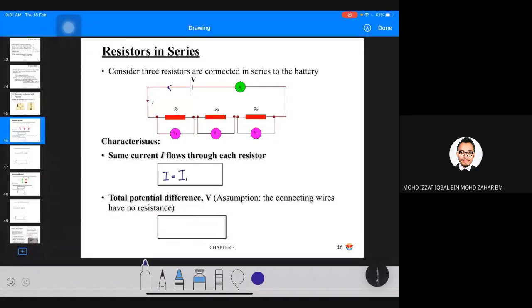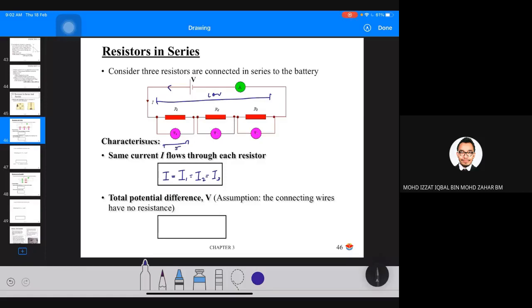I tu paling senang nak ingat. So biasanya saya suggest student saya fahamkan yang I tu selagi dia tak jumpa any junction, value dia akan remain the same. And then V tu mesti opposite to the I. Kalau I sama, V dia mesti tambah. Kalau V tambah, I sama. Sorry, kalau V sama, I tambah. Dia dua tu dia terbalik.